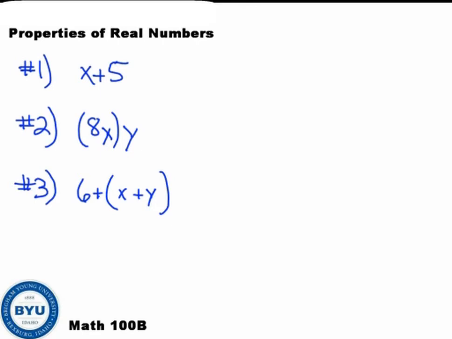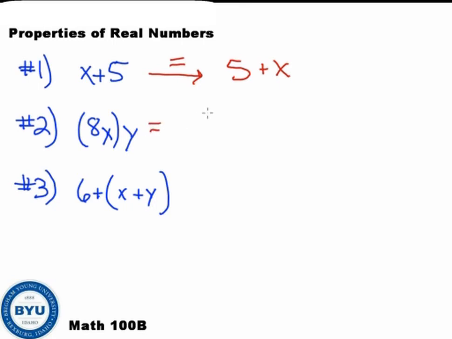Okay, how do we do? So again, we're using the commutative law and the associative law. If I wanted to do this with the commutative law, x plus 5 would be the same as 5 plus x. All we have to do is switch those. The commutative law says that there is no problem if we switch those. In fact, they are equivalent. They are equal.